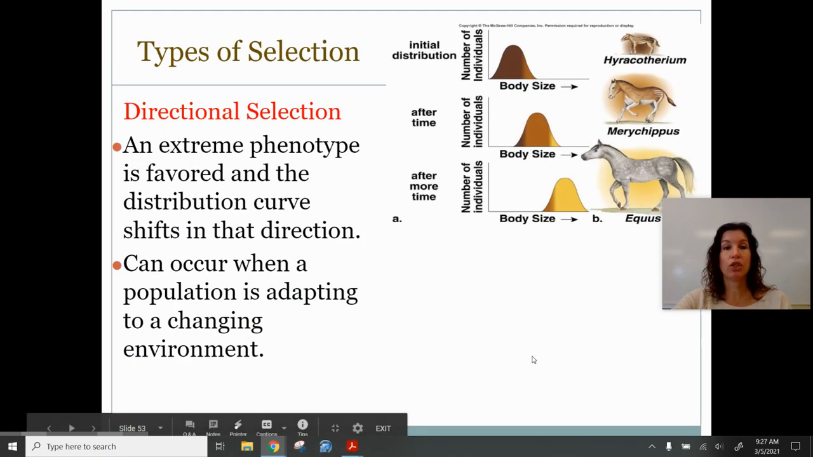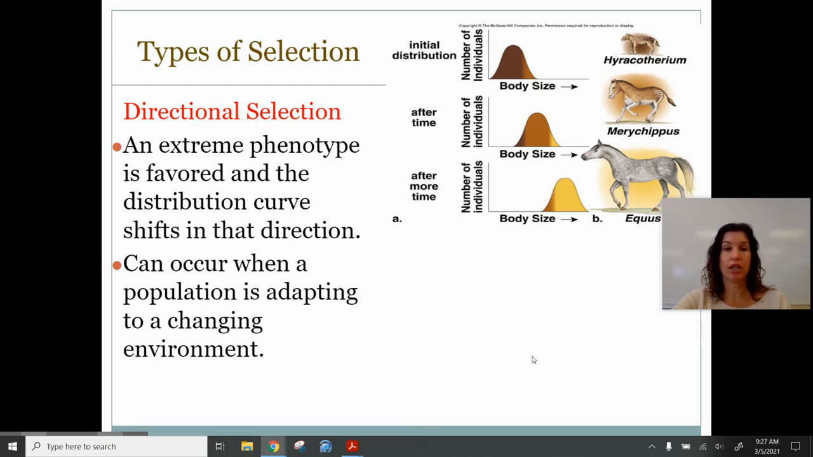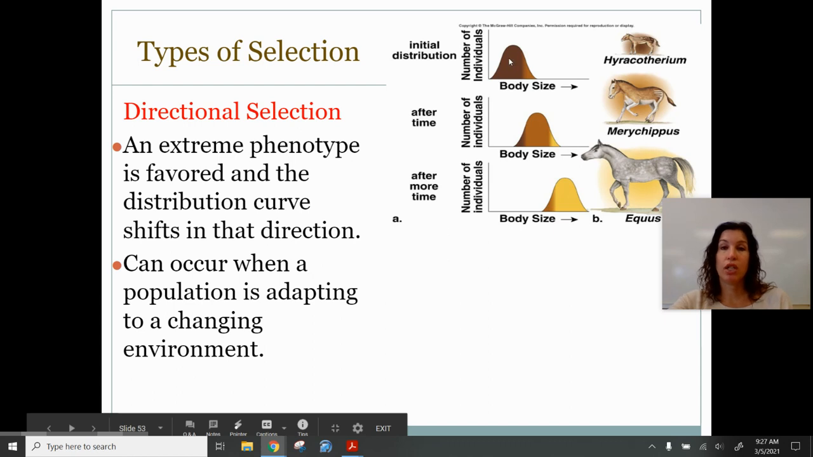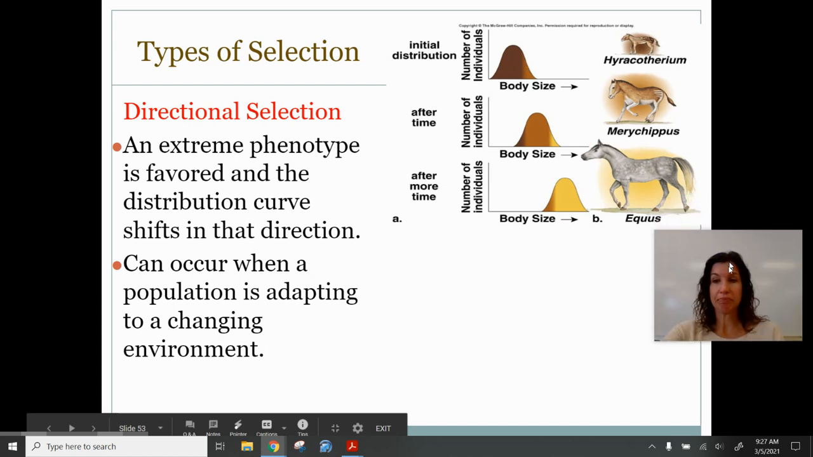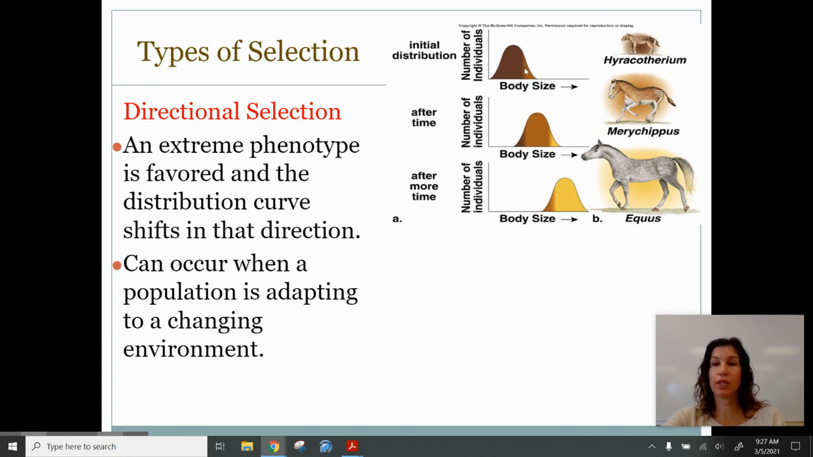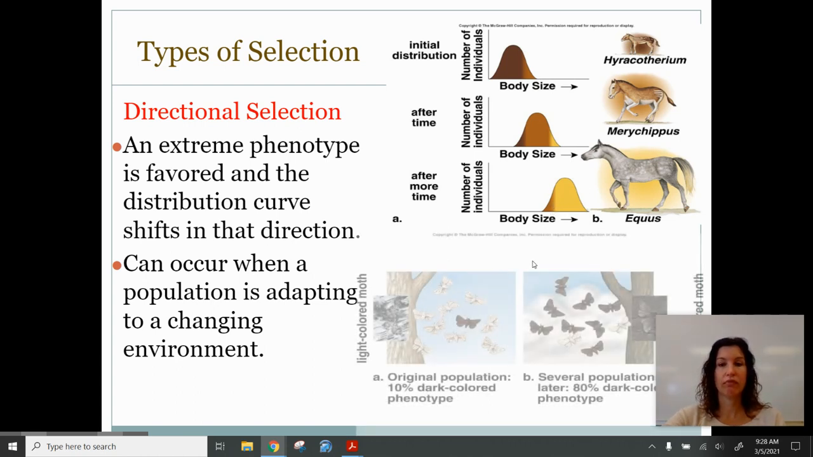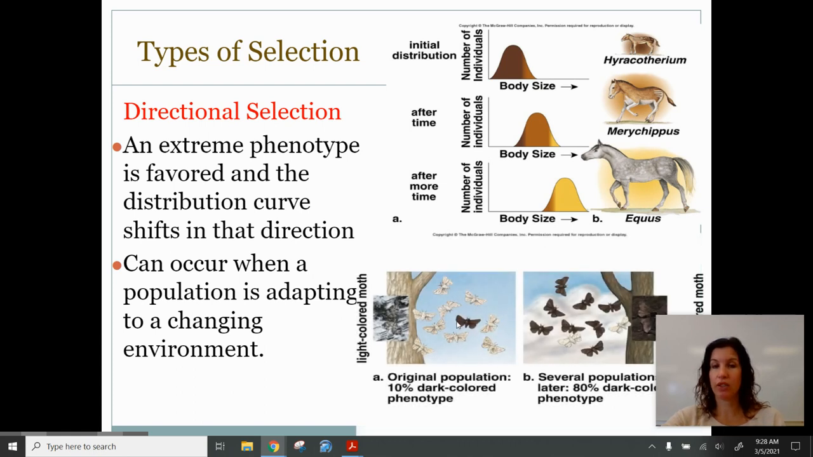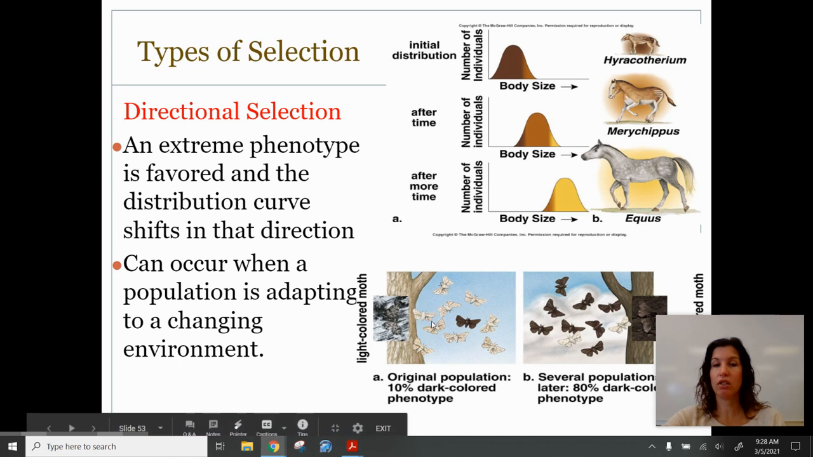Directional selection is when an extreme phenotype is favored and the distribution curve shifts in that direction. This can occur when a population is adapting to a changing environment. You can see our initial distribution of individuals, this is dealing with the horses. Remember horses were tiny, little itty bitty horsies. And then through time, the body size shifted. So this would be directional selection. Body size shifted to the extreme of being taller. This also happened with the peppered moth, right? Shifted from the variation of light and dark to dark phenotype.